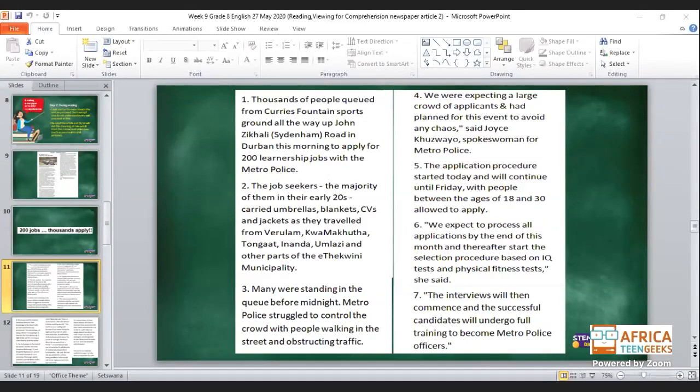The application procedure started today and will continue until Friday, with people between the ages of 18 and 30 allowed to apply. Thank you so much, Ariabezwi.